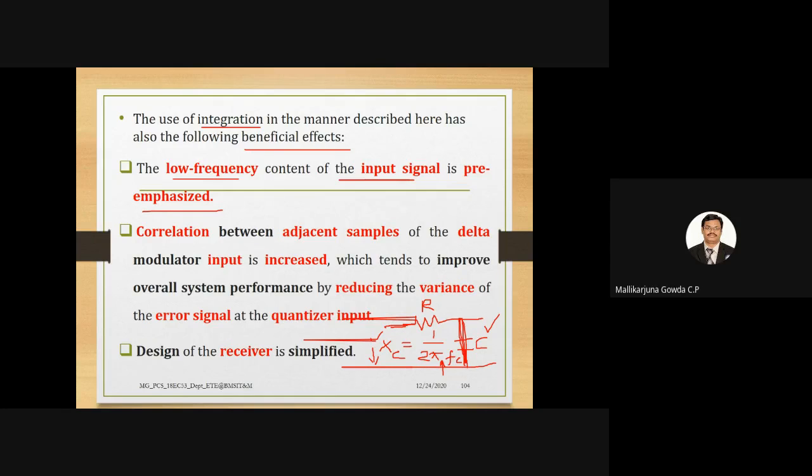So with the integration, the low frequency content of the input signal will be pre-emphasized. Already you know what pre-emphasis is, right? A boosting of the low frequency signal.